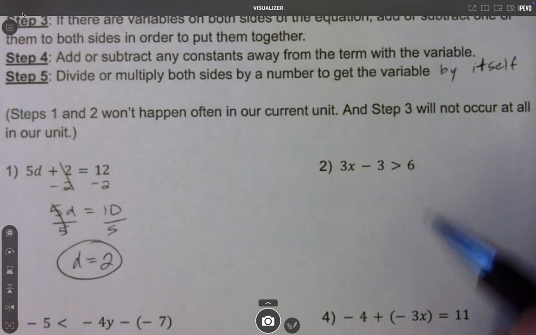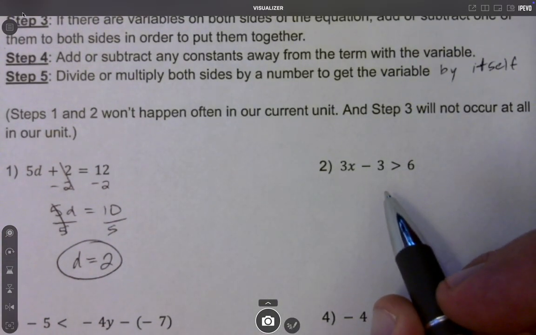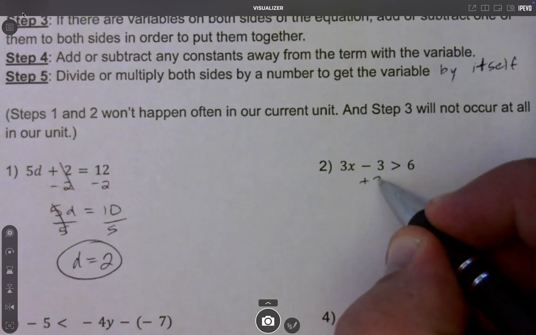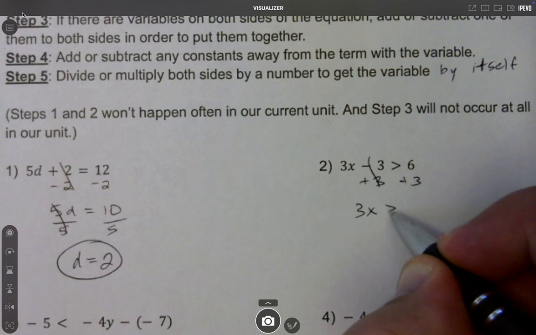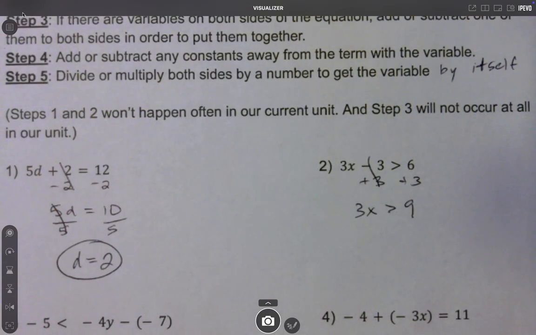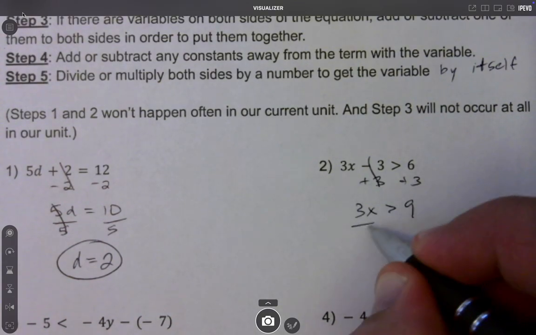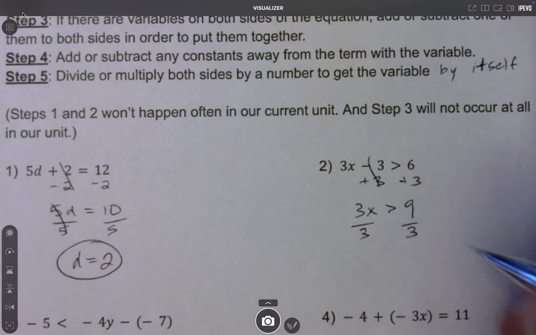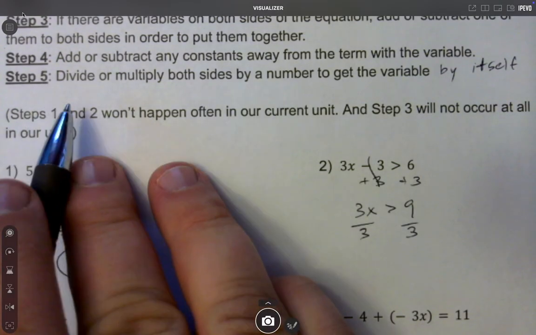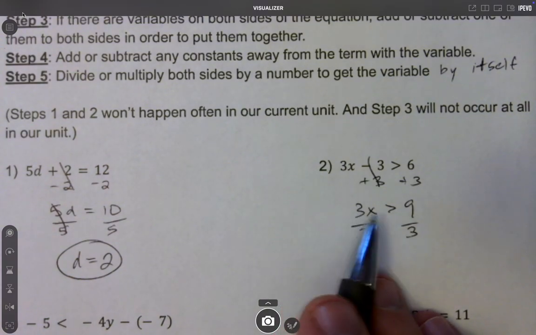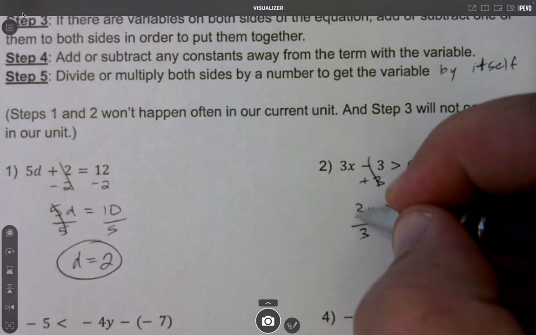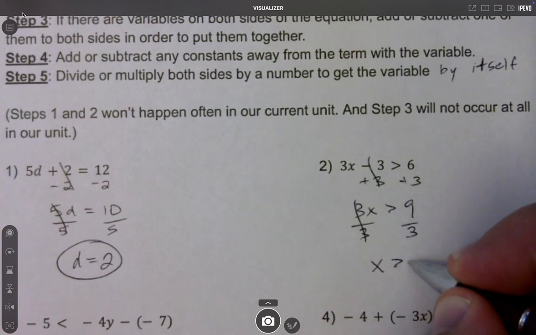Okay, on number 2, again, we can skip to step 4. We'll add 3 to both sides. And then we will divide both sides by 3. So that's step 5. Divide or multiply both sides by a number to get the variable by itself. So since it was 3 times x, we did the opposite and we divided by 3. And get x is greater than 3.